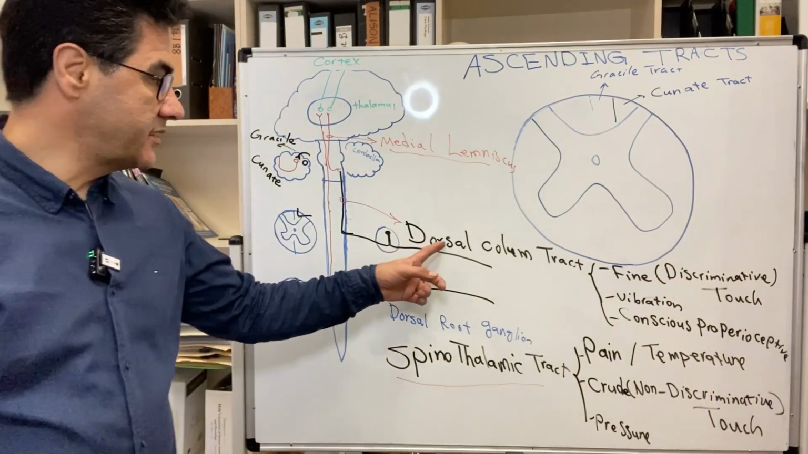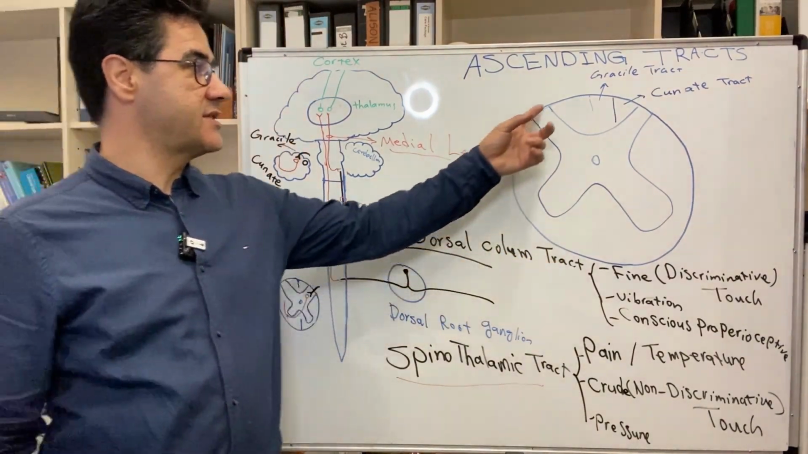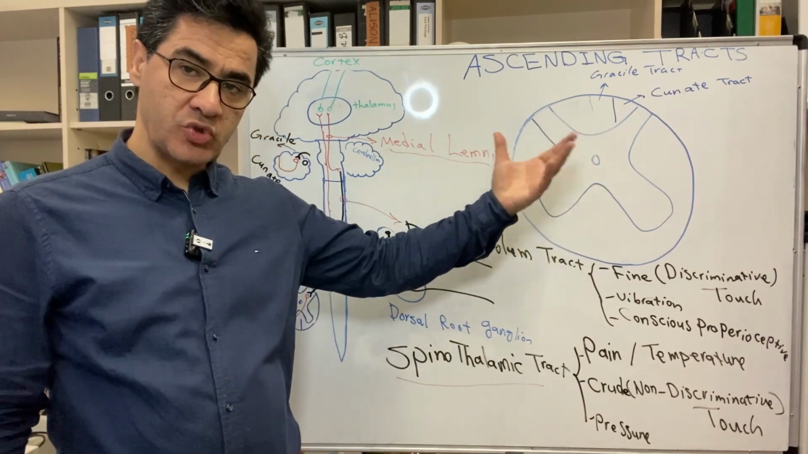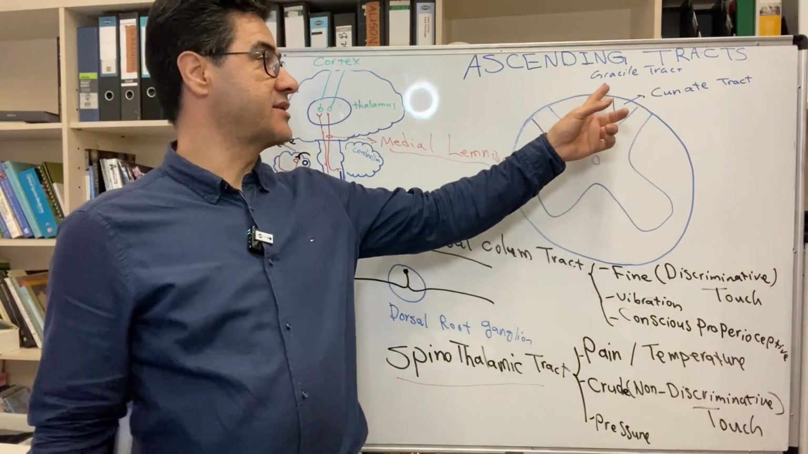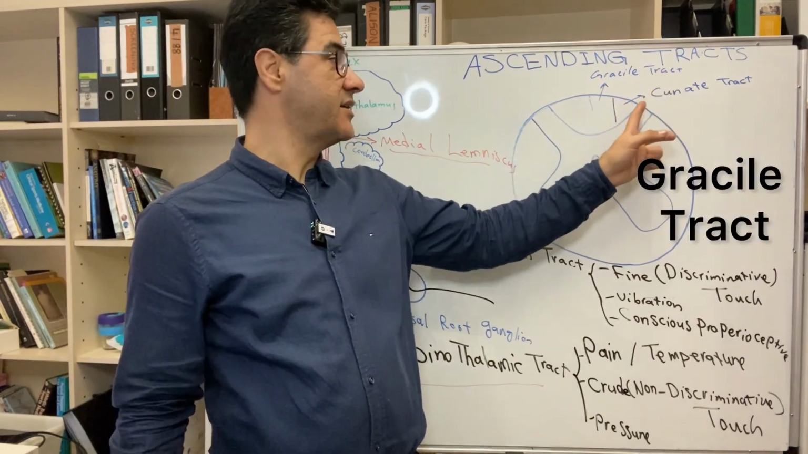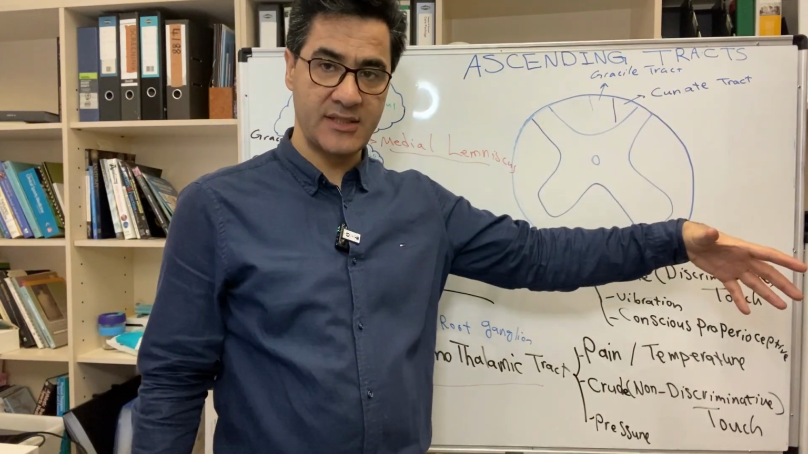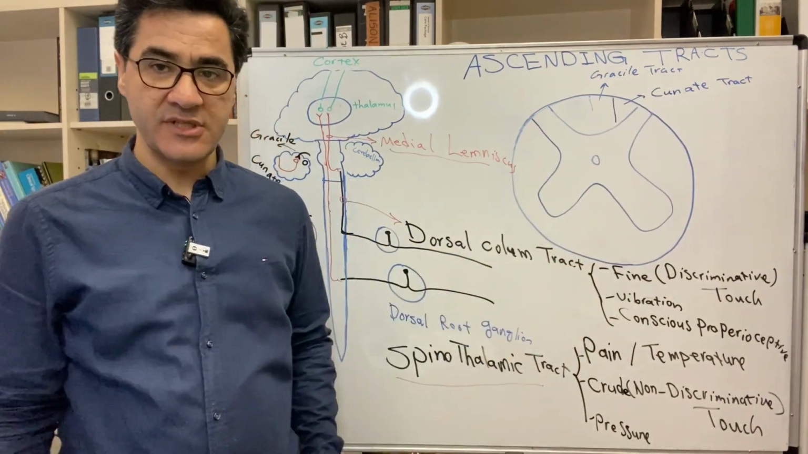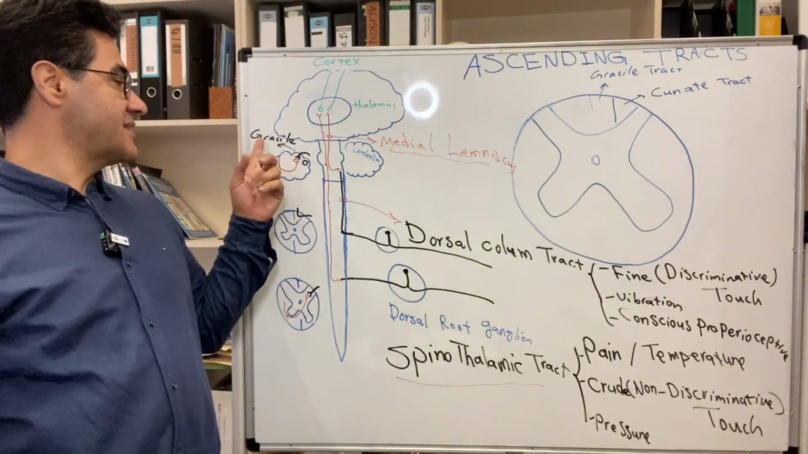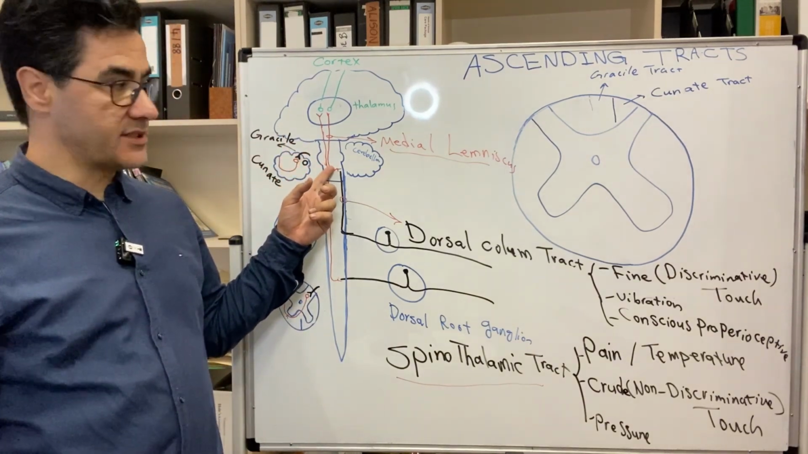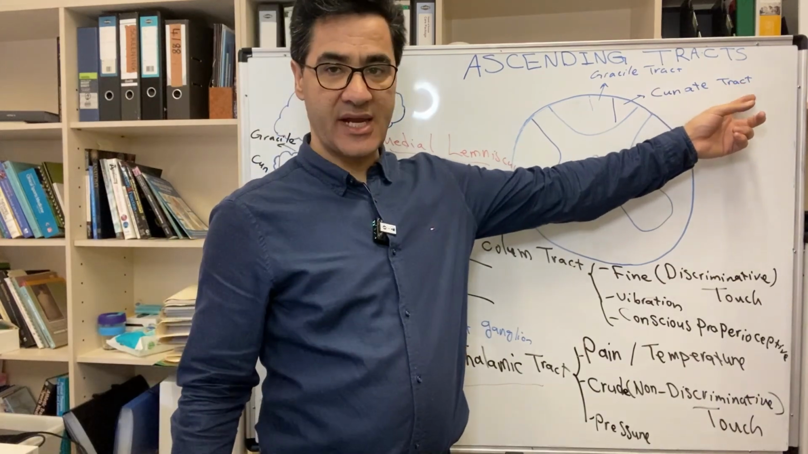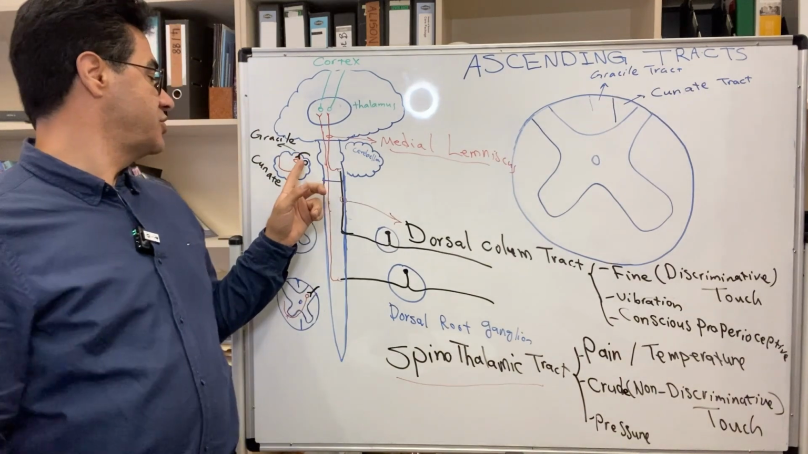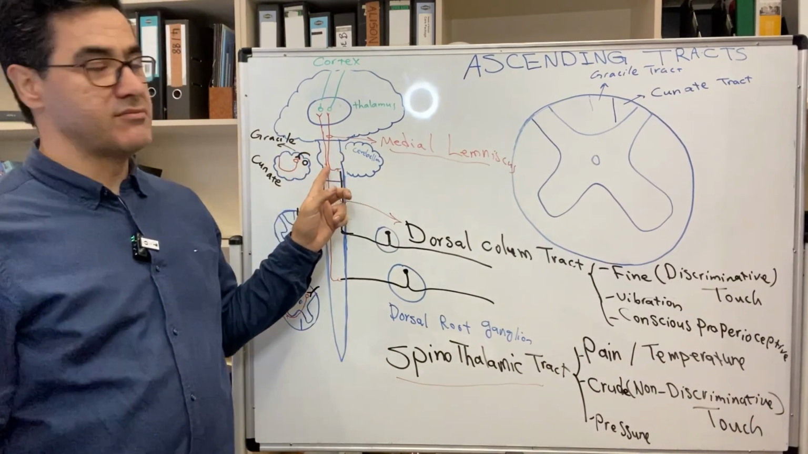As you see here, this is the dorsal column tract. This is the dorsal column of the spinal cord, which is subdivided into two small tracts. On the medial side we have the gracile tract, on the lateral side we have the cuneate tract. The gracile tract carries sensory information from the lower limb to the gracile nucleus of the medulla oblongata, whereas the cuneate tract carries sensory information from the upper limb to the cuneate nucleus of the medulla oblongata.